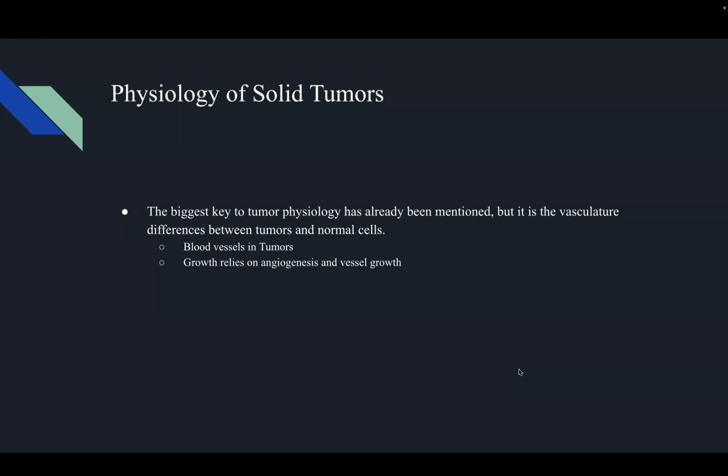Now, next, I want to talk about the physiology of solid tumors. And this is where we're going to touch on the biggest key, vasculature, the difference between tumors and normal cells. We can see that in tumors, you will have distended capillaries, leaking walls, and sluggish flow. So we will have a difference in blood vessels, which can cause problems for cancer treatment when you look at the hypoxia. And then the growth does rely on angiogenesis and vessel growth. And we'll see that hypoxia is actually a great way to treat cancer.